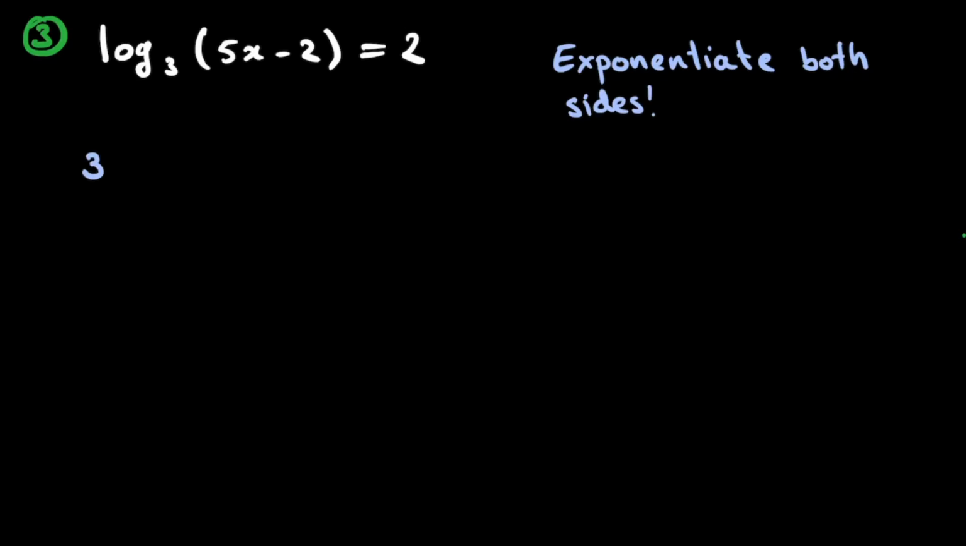So we get 3 to the power of the logarithm of base 3 of 5x minus 2 on the left-hand side, and 3 to the power of 2 on the right-hand side.